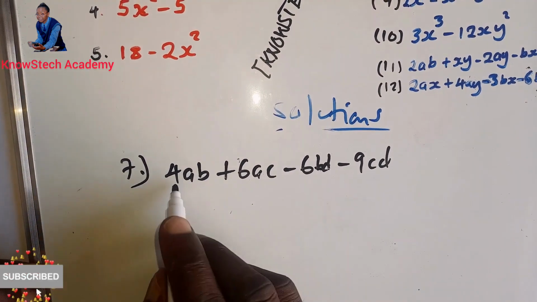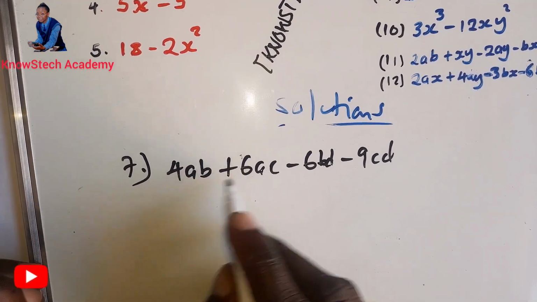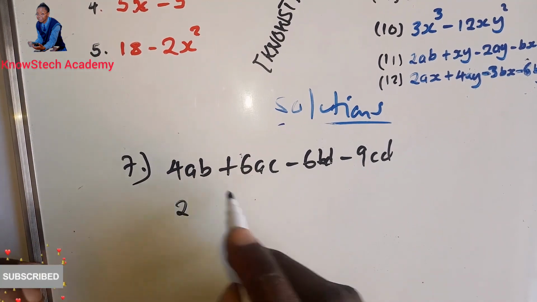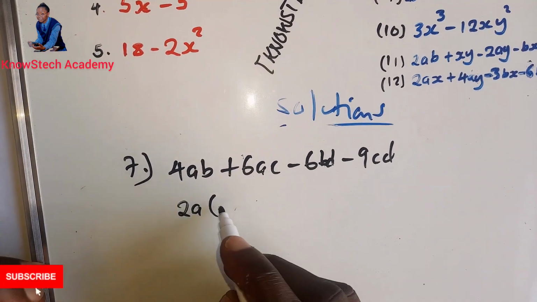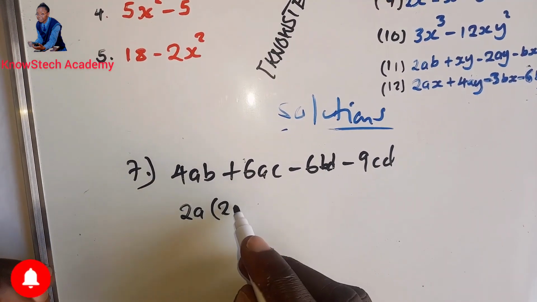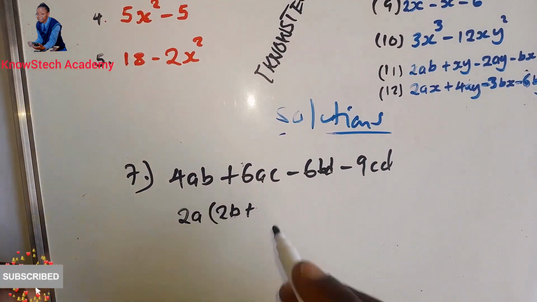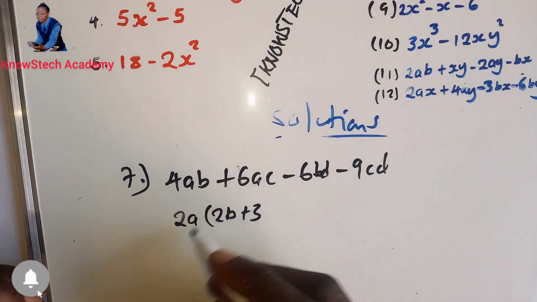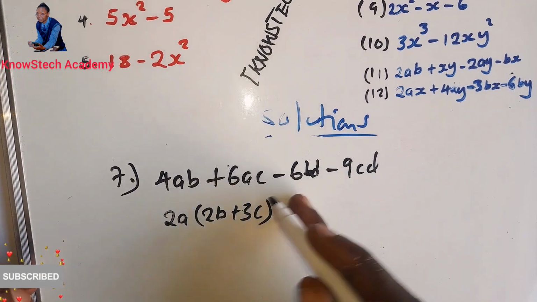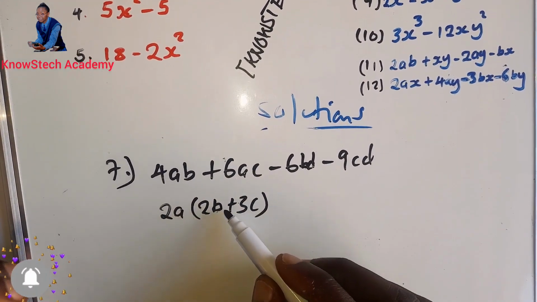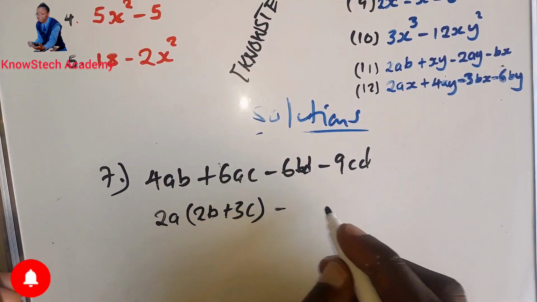So what is common between the first 2? In terms of numbers, you have 4 and 6, 2 is common. In terms of variables, a is also common. 2 into 4 is 2, the a and the a will cancel, remain with b. 2 into positive 6 is positive 3, a and a will disappear, remain with c. So in brackets you'd have 2b plus 3c.